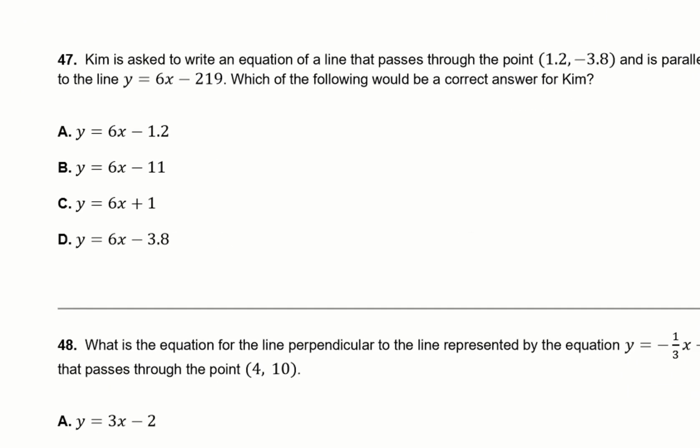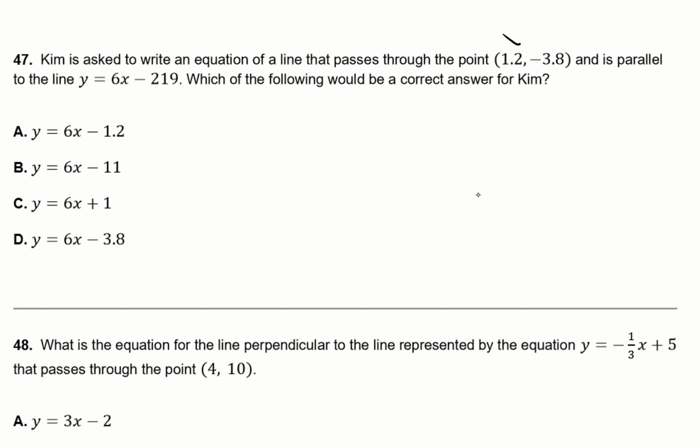Kim is asked to write an equation of a line that passes through the point 1.2, -3.8, so x, y, and is parallel to the line 6x minus 219. So the slope is 6. Now if we want it to be parallel, remember that the slope of the parallel and the original line have to be the same. So the slope of the parallel line is going to be 6. This is going to be the same slope as this guy.